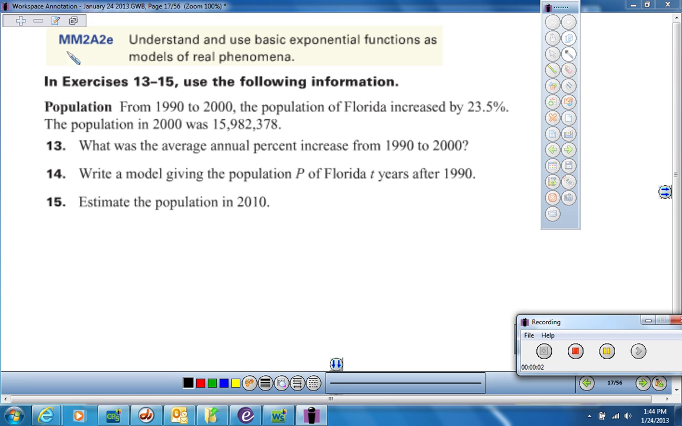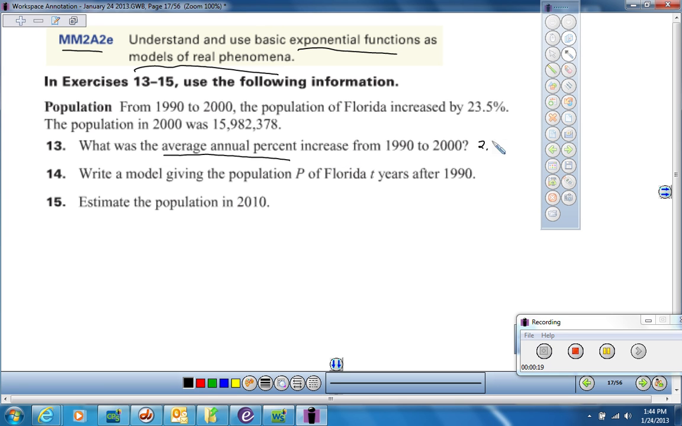Alright, here we're looking at standard MM2A2E. We're going to use exponential functions to model real-world phenomena. Now, when I looked at this problem, you're not going to have to come up with the average annual percent increase yet. So I'm going to give you that.